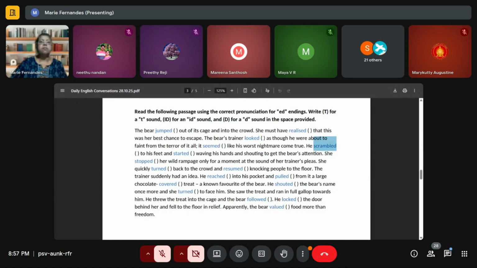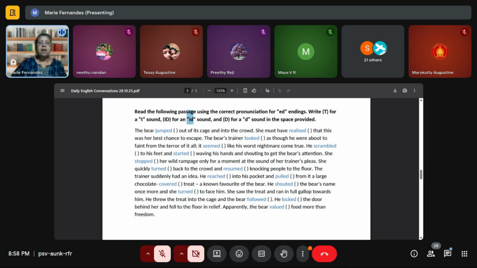Good. He reached into his pocket. Reached. And pulled from it. And pulled. Okay, not id. Pulled from it a large chocolate-covered treat. Chocolate-covered treat. Very good. He shouted the bear's name. Shouted. Id. Shouted. Okay, the bear's name once more, and she turned to face him. Turned. She saw the treat and ran in full gallop towards him.